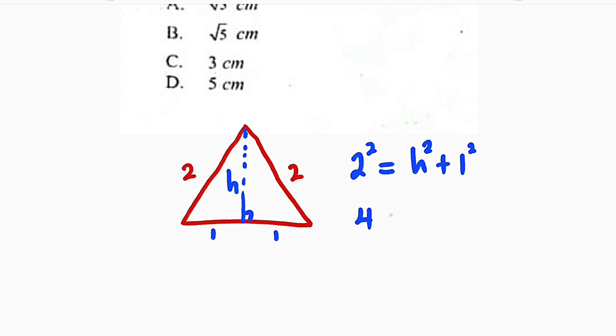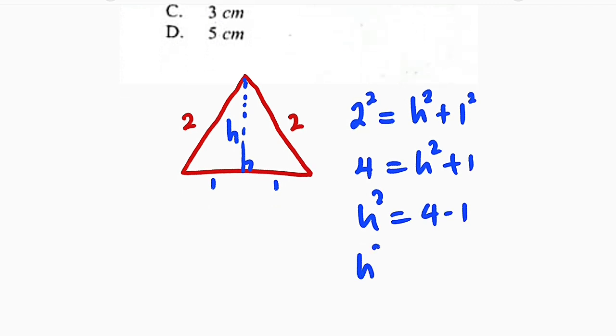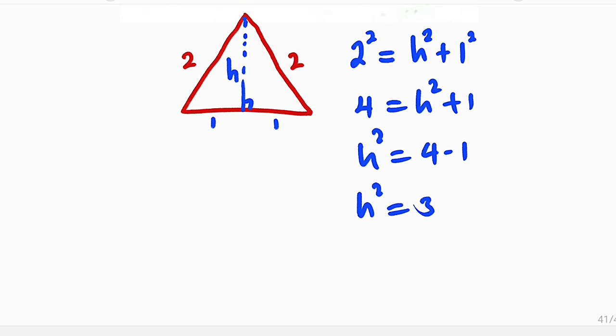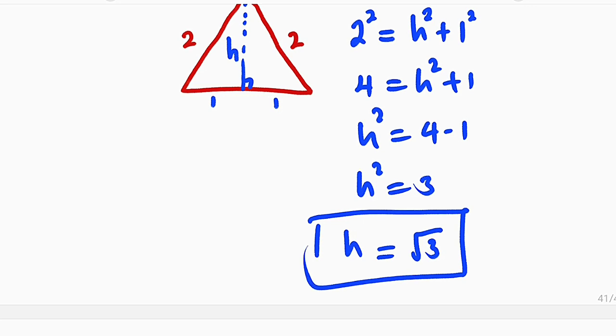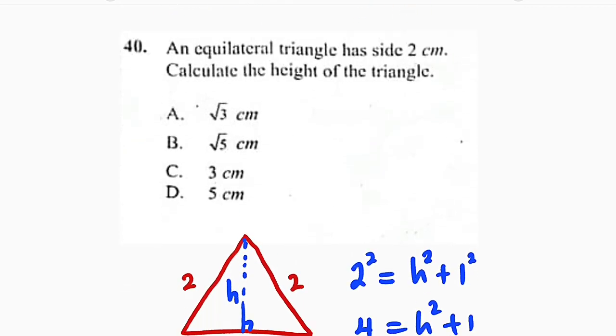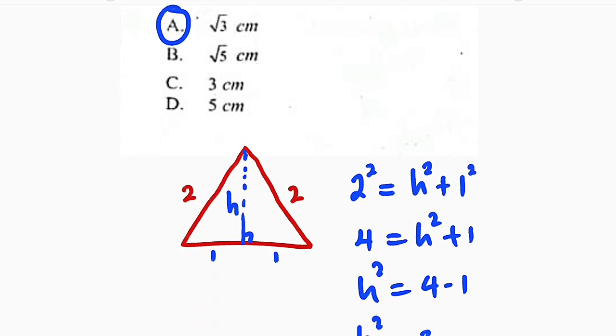This is 4 equals h squared plus 1. H squared is equal to 4 minus 1. H squared equals 3. Take the square root of both sides. You have h equal to the square root of 3. You don't have to add plus or minus because we are dealing with a length, and all lengths are positive. And hence the height of this triangle is square root of 3, which we have as option A, though I didn't include the unit cm.